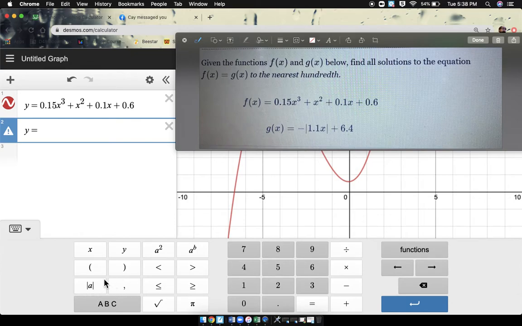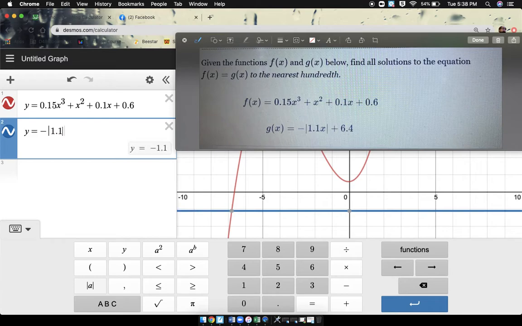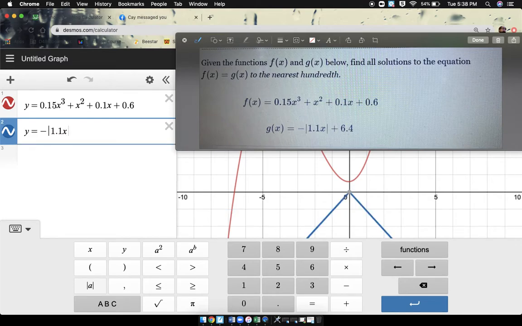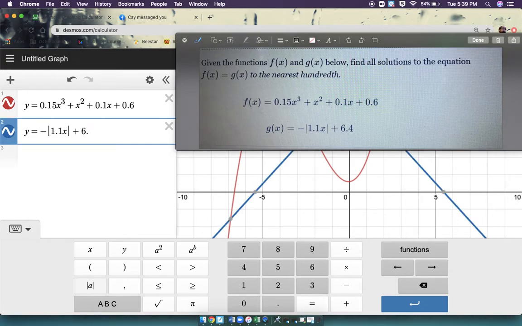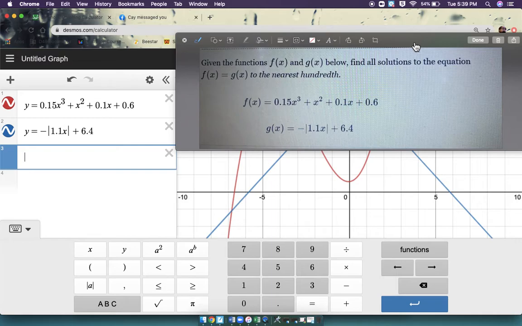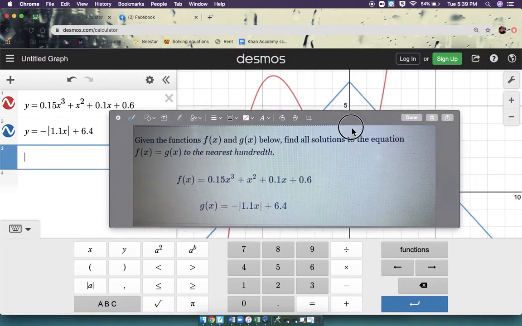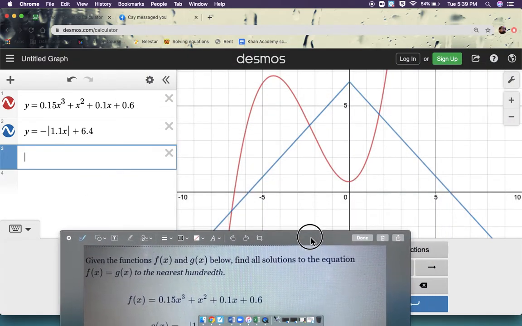I want it to be negative, so I'll go ahead and type negative absolute value of 1.1x, and then plus 6.4. And here we have that other graph that I was kind of trying to show you was happening.